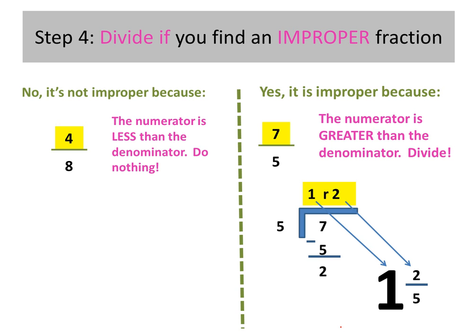Step 4. Divide if you find an improper fraction. Well, you have to know what an improper fraction is. That's when you have a greater number over a lesser number. And in this case on the left, no, this is not improper. We like what we see. 4 is less than 8 sitting on top. That's fine. So the numerator is less than the denominator. Do nothing. I like that. Over here. Ooh, yes. I'm looking at an improper fraction because the 7 up here is 2 digits greater than the denominator. Now we have to divide.